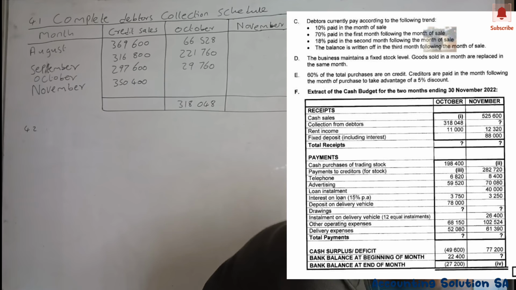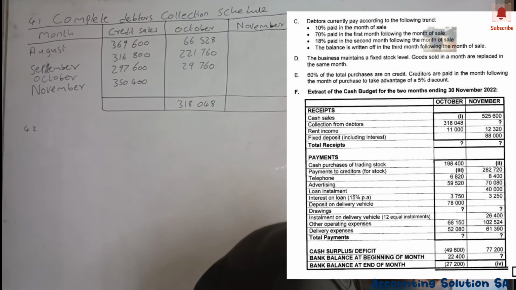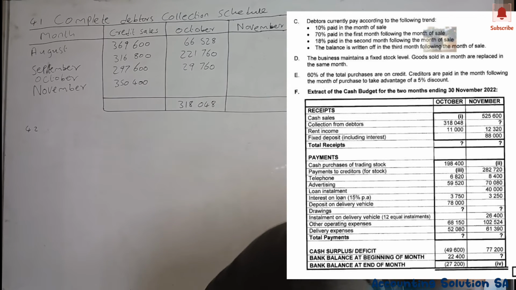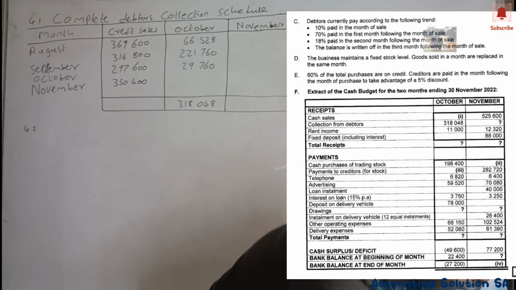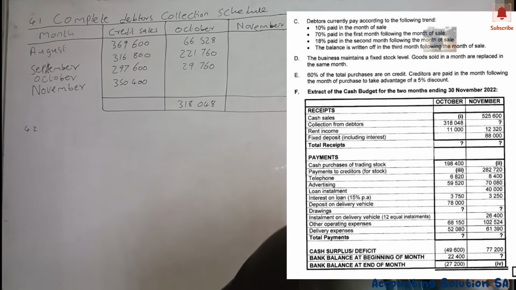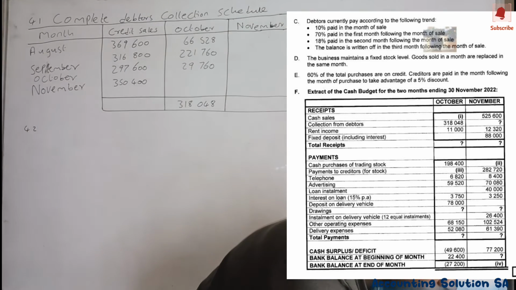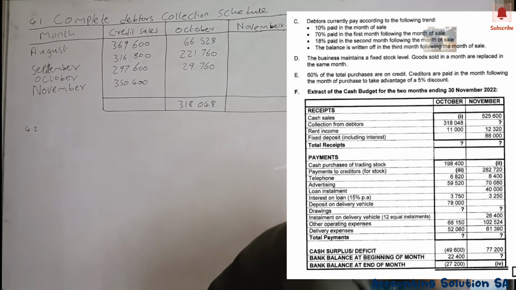Number C, they said debtors currently pay according to the following trend: 10% paid in the month of sales, 70% in the first month following the month of sales, and 18% in the second month following the month of sales, and the balance will be written off. This means that you have to know that in total it must be 100%. It's just 100% minus all those percentages that we've been given: 10, 70, and 18. We're going to remain with 2%, which is going to be written off.